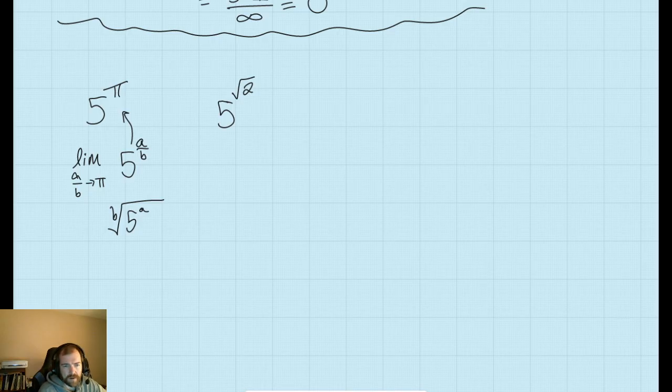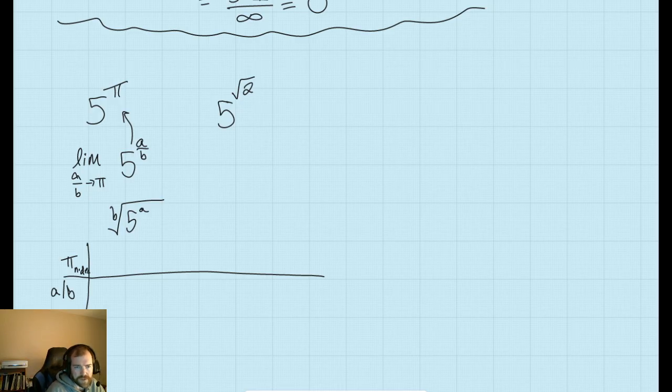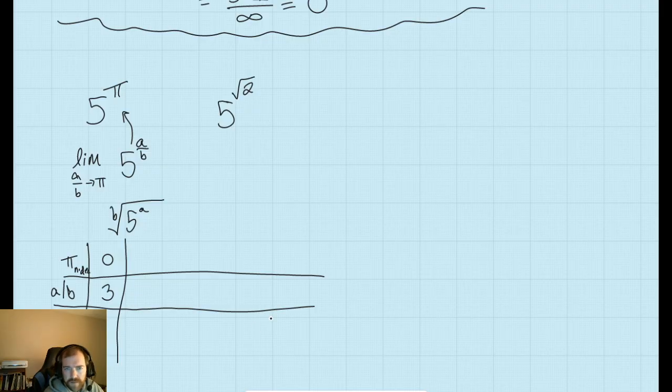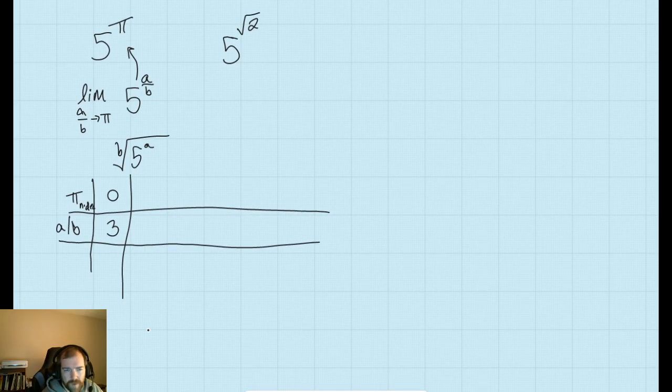So if we want successively better approximations for pi, we could do that by doing pi out to n decimal places and then a over b to get a good approximation. So if we have 0 decimal places, this is just 3. So 3 is a nice easy one. And then we do 5 to the a over b. So in this case, 5 to the third is 125. Easy enough.